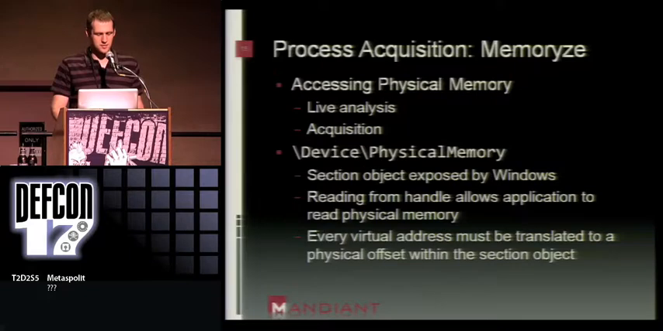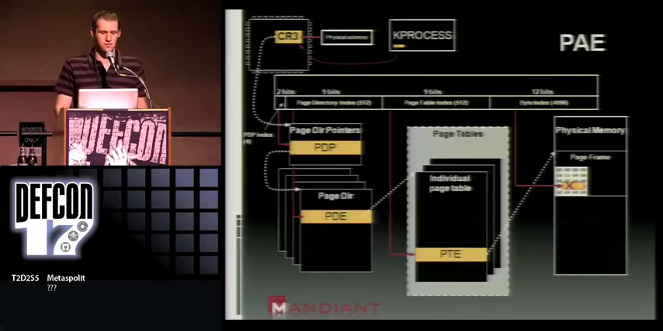Here's how we open physical memory. We open a handle to device physical memory. It's rather trivial. It's an API call. Windows 2003 Service Pack 1, we actually have to install a driver to open that handle because it's restricted to ring 0. But from Windows 2000 to 2003 Service Pack 0, you have the ability to open this handle from user land. This handle does allow us to read from physical memory.